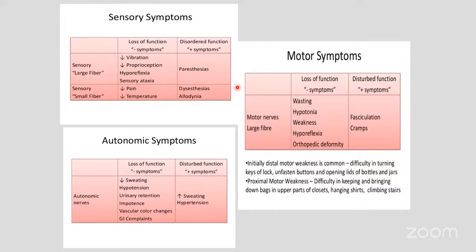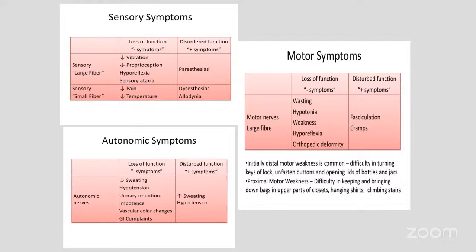Large fiber sensory symptoms. Sensory symptoms can be classified as either positive symptoms or negative symptoms. Negative symptoms are due to loss of function. Positive symptoms are due to disordered function of the sensory nerve and the sensory nerve receptors. Under large fiber neuropathies, the positive symptoms are paresthesias. The negative symptoms are loss of vibration, loss of proprioception, hyporeflexia, and sensory ataxia. In small fiber neuropathies, there might be a loss of pain and temperature sensation, and there might be positive symptoms in the form of dysesthesia and allodynia.